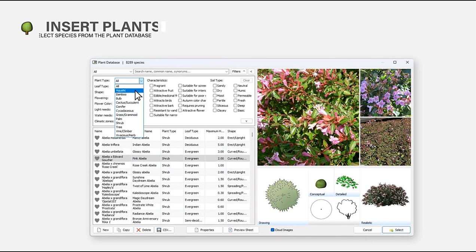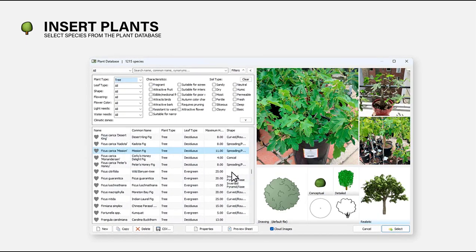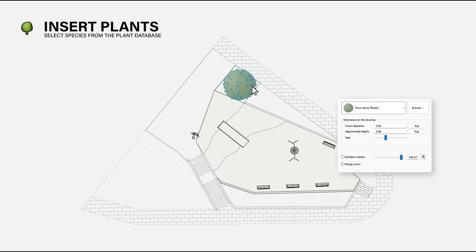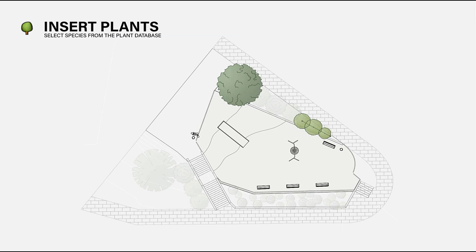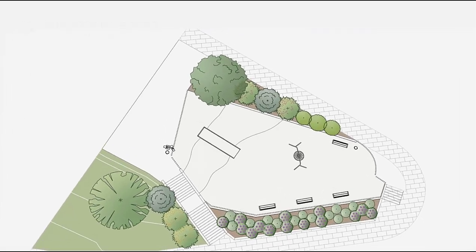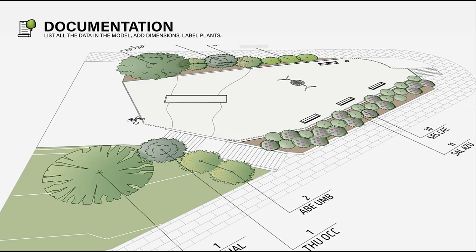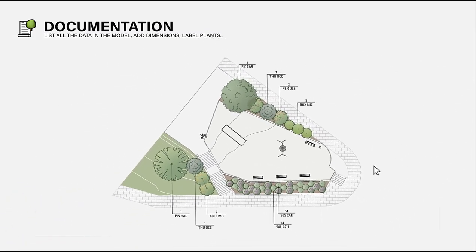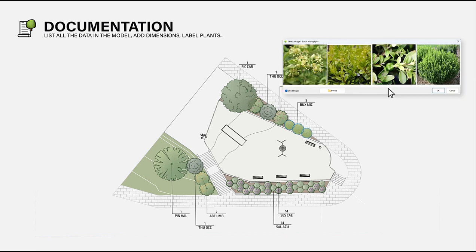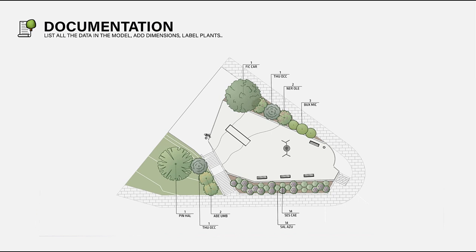Then you insert plants individually or in a row in different arrangements. Everything is parametric, so you can modify its arrangement or its size at any moment. Then you can tag plants, add labels with their name and their quantity, add the image of plants by a specific tool, and produce different types of documentation, obtaining the list of plants, walls, terrain, and so on.